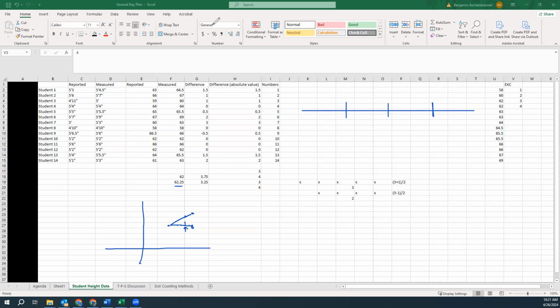So in the inclusive approach, I remove the first point, and then I start counting from here. 2, 3, 4. So this time, the third data point is 62.